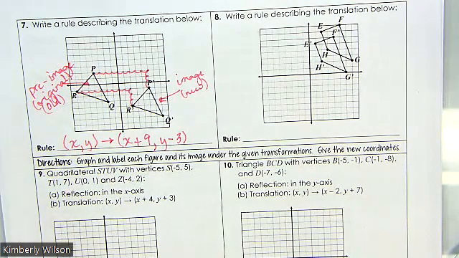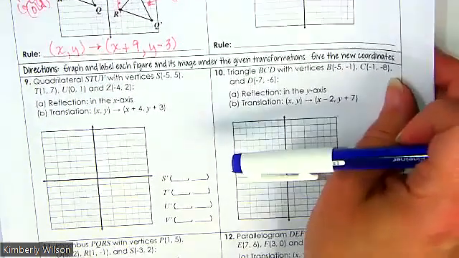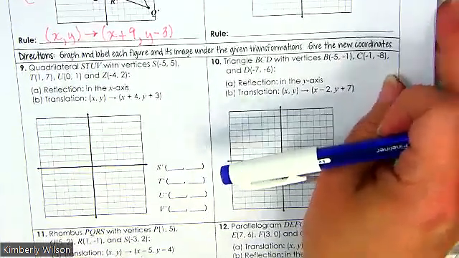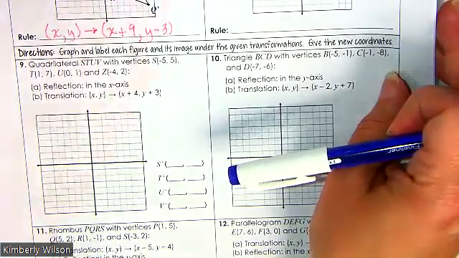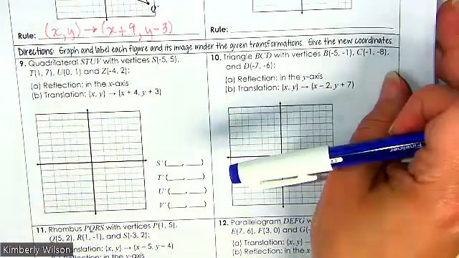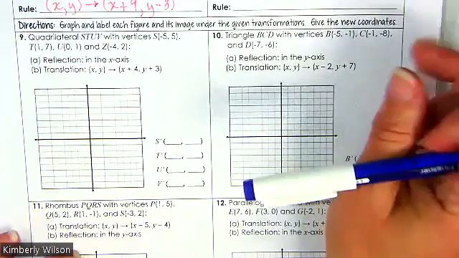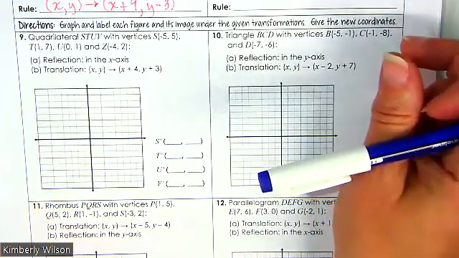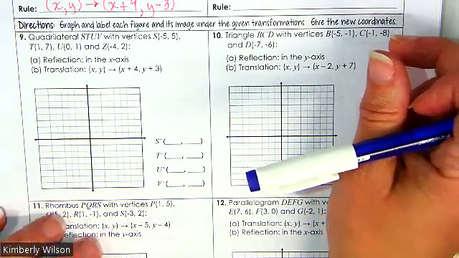Next, we're going to jump down. And now we're combining reflections and translations. So our images are going to do both. Which means you may end up with 3 figures on your picture to be helpful. Or 3 figures, not 3 images. You'll have the pre-image and then the middle image and then the final image.